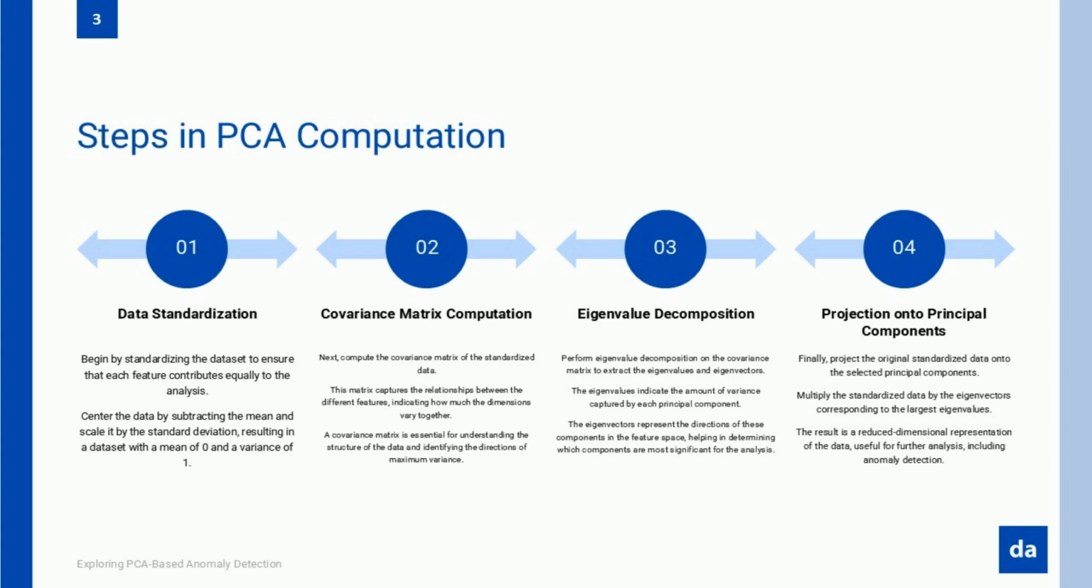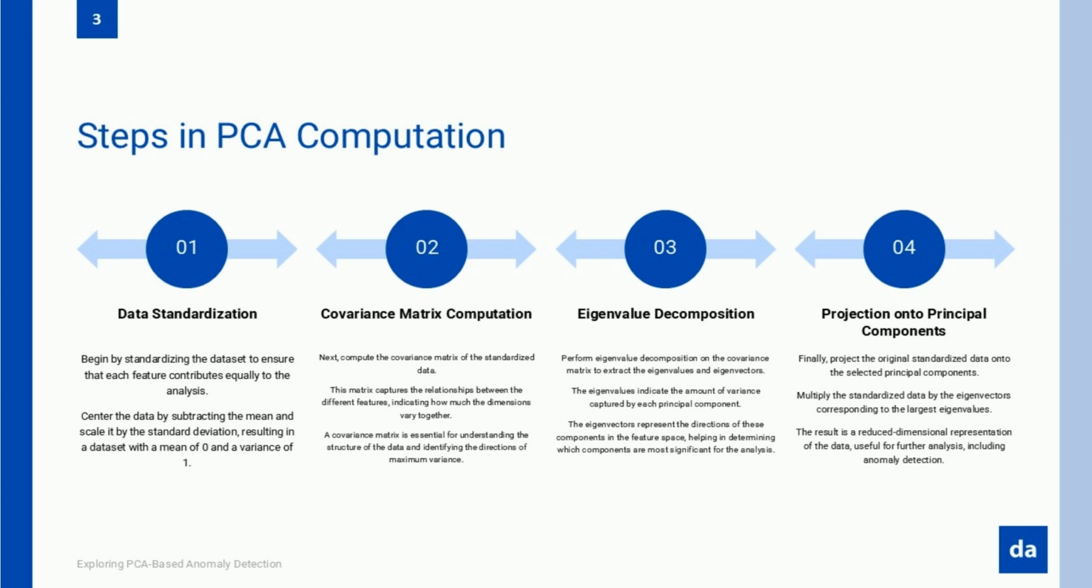With the covariance matrix in place, the next step is performing eigenvalue decomposition. This involves extracting eigenvalues and eigenvectors from the covariance matrix. Eigenvectors represent the new axes or principal components along which the data is spread out the most. Eigenvalues indicate how much variance each principal component captures. The principal components are ranked by their eigenvalues, meaning the first principal component accounts for the most variance, the second captures the second most, and so on.